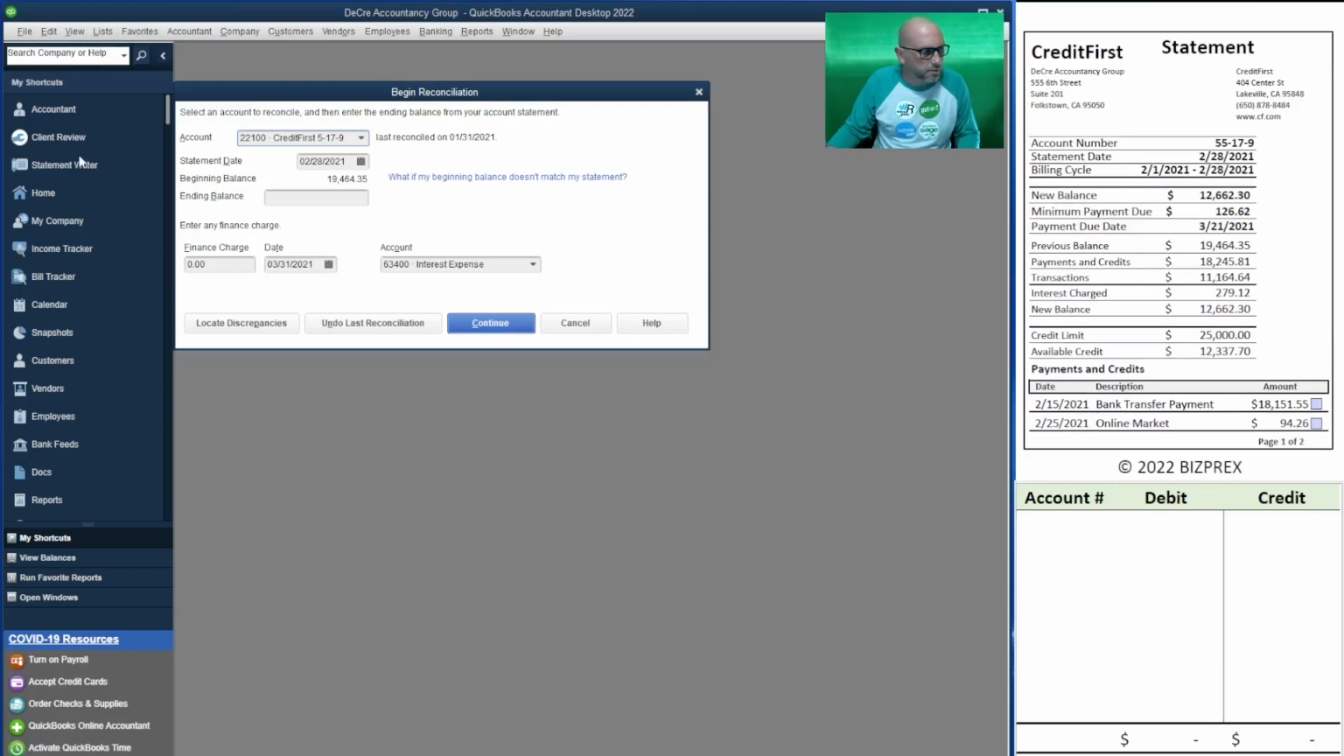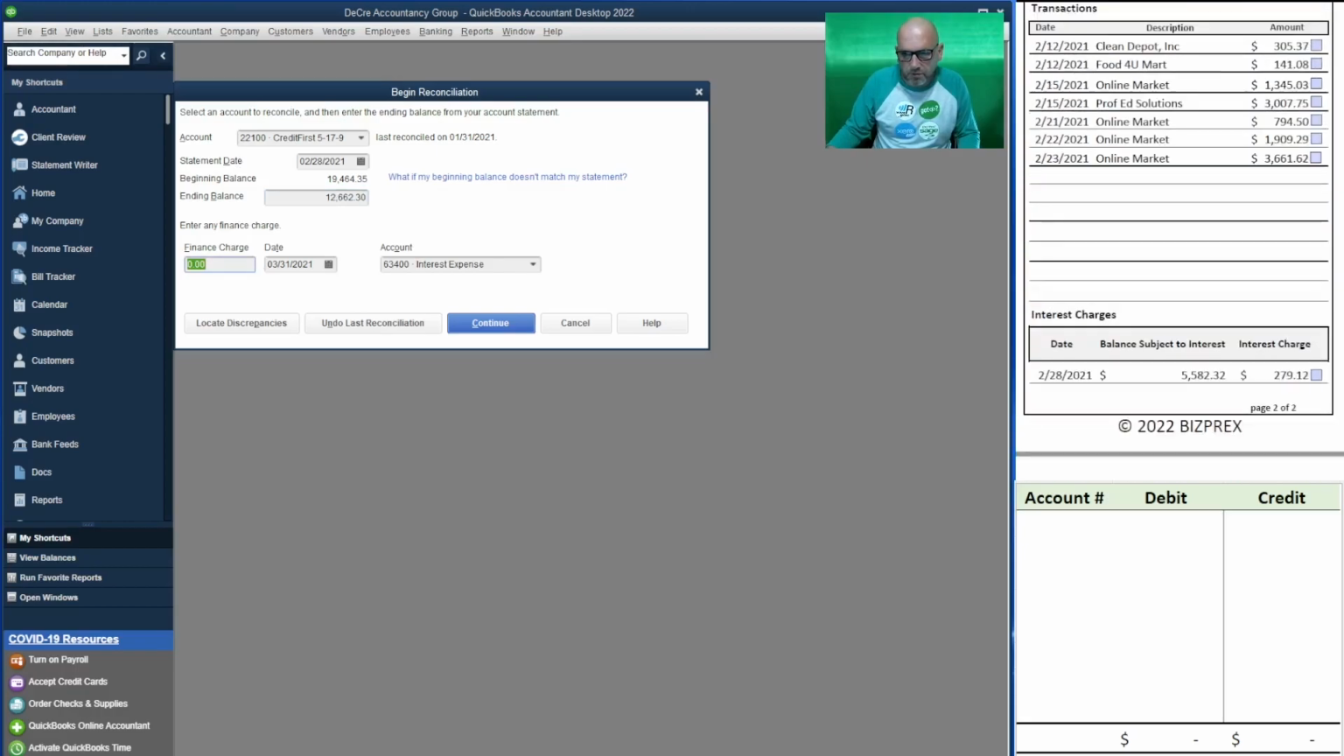Here it is. Let's go ahead and enter our ending balance, 12,662.30. All right, do we have finance charges? Yes, we do. 279.12. Let's just adjust the date for that. And it's interest expense. Once we proceed forward with reconciliation and finish it, this will be booked. And it is impacting our interest expense account.